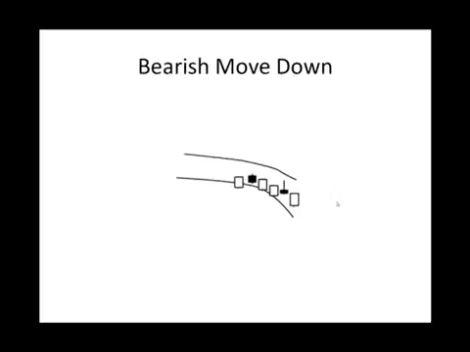Same with the bearish move down. Again, we have price along the lower band. In the beginning, we have constricting volatility. As price moves, we do see a little bit of expansion, but the upper band is following the lower band, which tells us that volatility is not expanding like we'd like to see it.